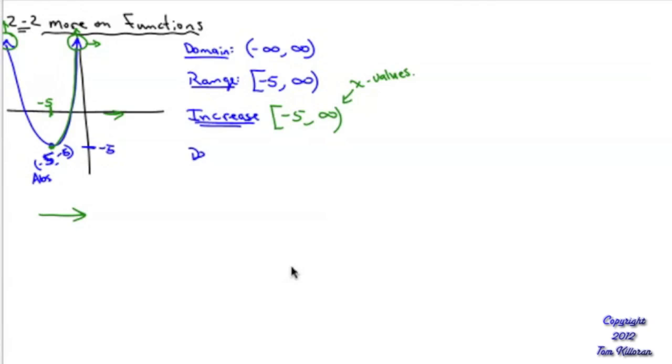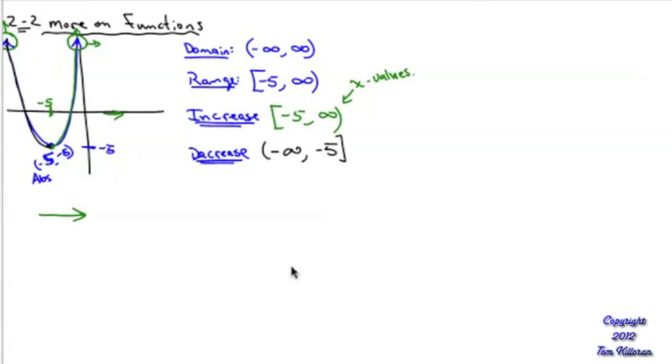So what about decreasing? When is this graph decreasing? When's it coming downhill? Well, if we move from the left to the right, it's going downhill all the way to this point. So where does it start going downhill? Negative infinity, all the way up to negative 5, on the x-axis.